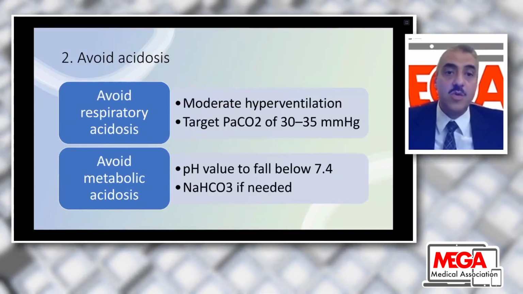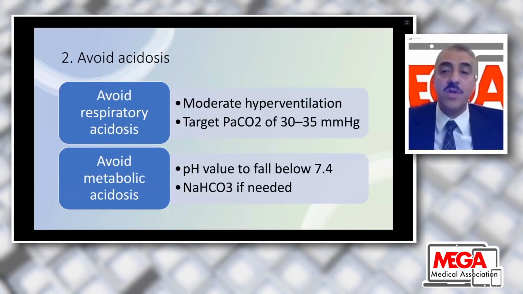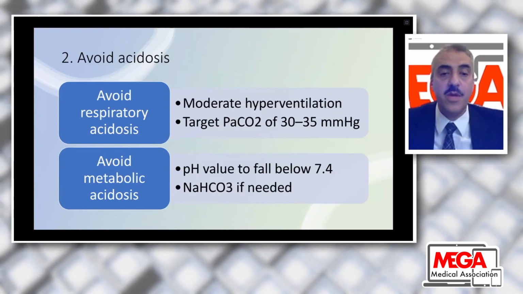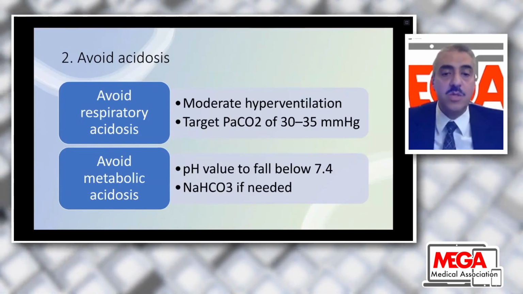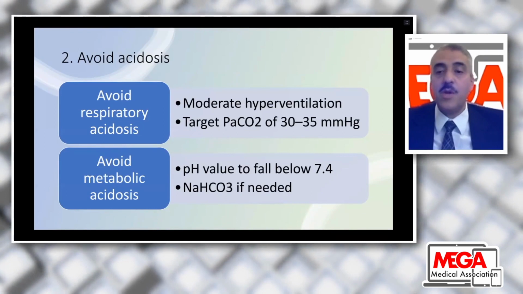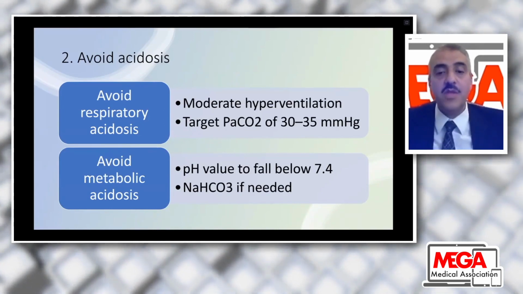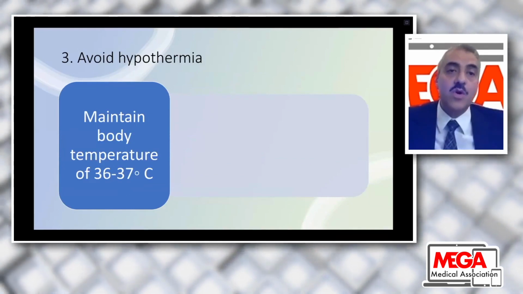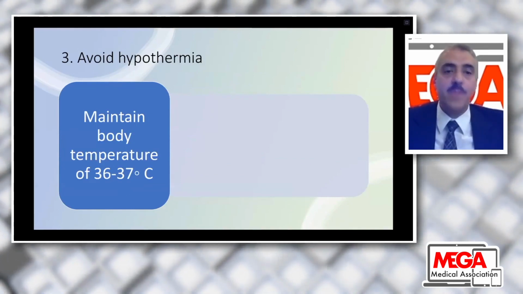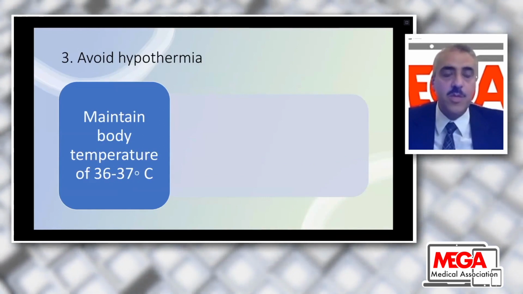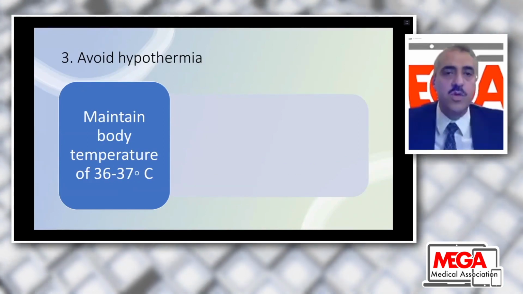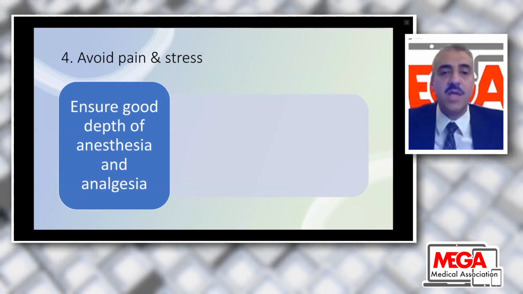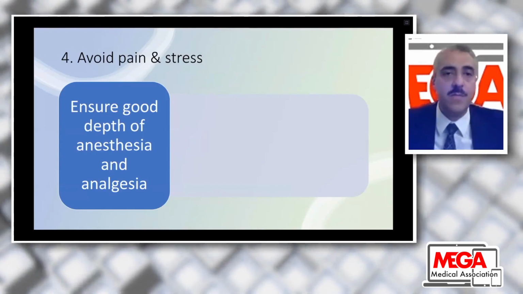We need to avoid respiratory acidosis by moderate hyperventilation with a target arterial CO2 of 30 to 35 millimeters of mercury. We need to avoid metabolic acidosis by keeping the pH above 7.4, and if needed, we can give bicarbonate. We have to avoid hypothermia by maintaining the body temperature between 36 and 37, and you know how to do this. We have to avoid pain and distress by ensuring good depth of anesthesia and analgesia. Also, you know how to play this game.